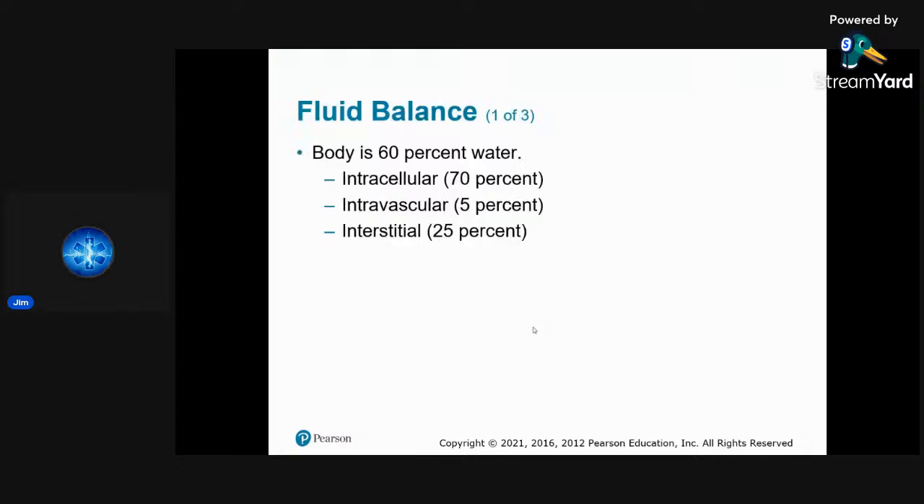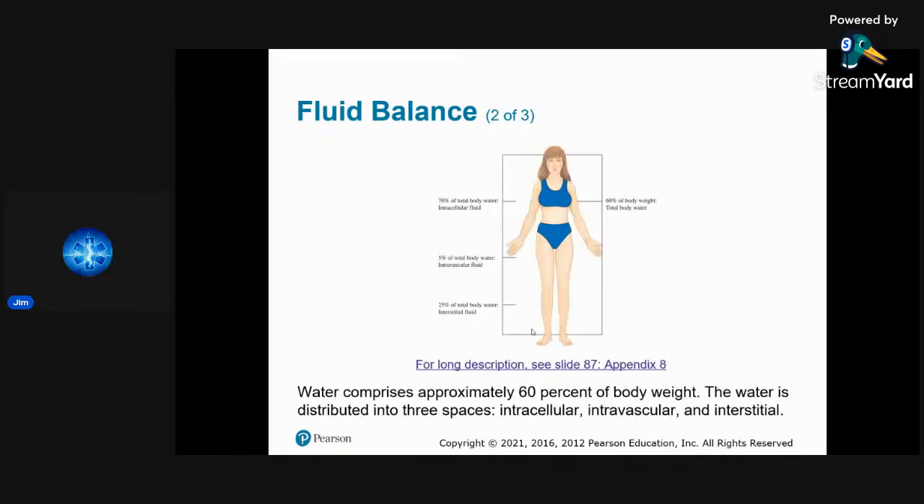Pathophys of other systems. Fluid balance. Body is 60% water, right? Intracellular, which means inside the cell, we've got 70% of this, 60%. Intravascular, which is in your vessels, is 5%. And interstitial, that is that third spacing I was talking about, is 25%. Here's a nice little diagram.